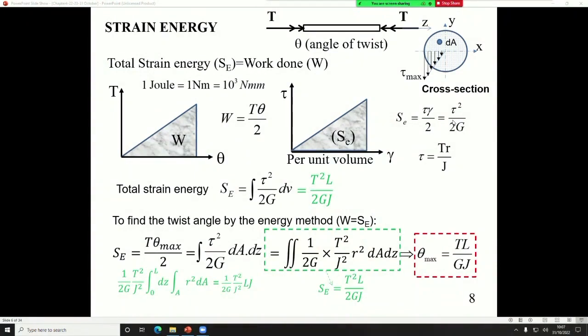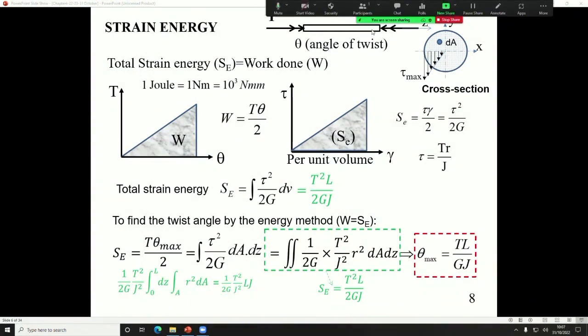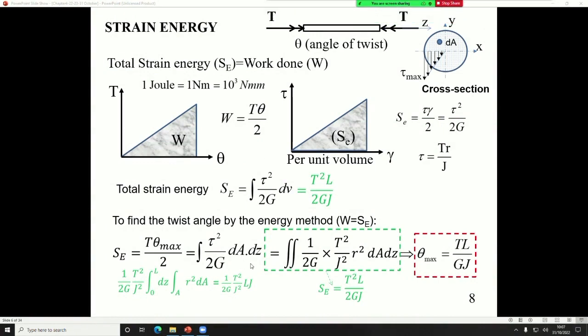But because we assume the cross-sectional area is uniform along the length, you can convert this triple integral to a double integral. Then, by equating the work done and the energy stored, you can find the angle of twist. So I repeat, whatever we see on slide number 8 is based on the law of conservation of energy, equating the work done and energy stored. On slide 5, we found the same equation based on the equilibrium equation.